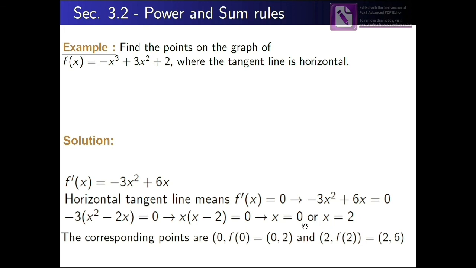So we have 2 points where the tangent line is horizontal. Now we want to find the y coordinates. To find the y coordinate, we just go to this function and replace any x by 0. f of 0 is equal 2, because here we replace x by 0 and we'll get 2. So the first point is (0, 2).